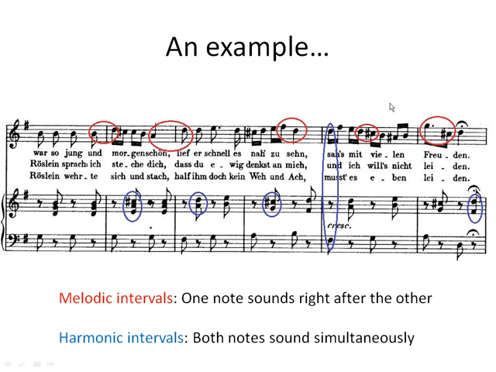Intervals can also be presented harmonically, in which case both notes sound simultaneously. I have arbitrarily circled some harmonic intervals in blue. Notice that the 4th blue circle encompasses both the voice part and the left hand of the piano. Any pair of notes, regardless of where they occur, can be interpreted as an interval.